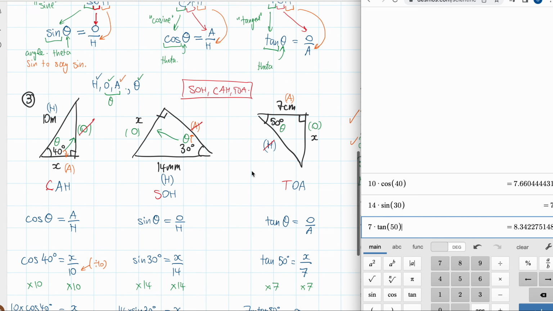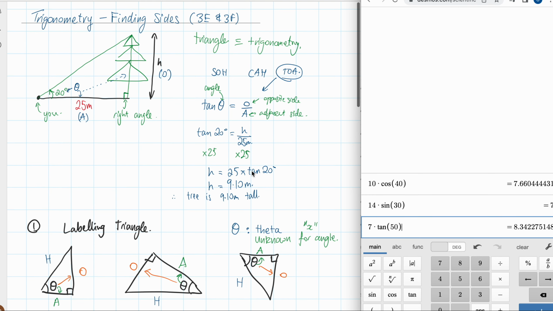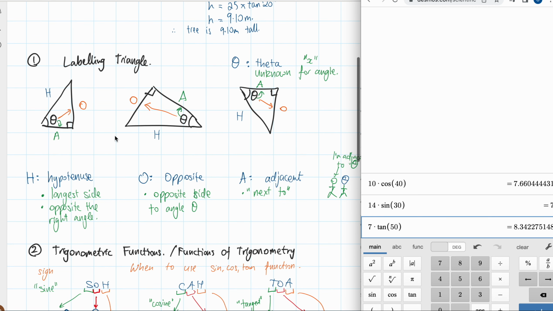So I hope you found this video helpful. A bit of an overview is we started off with our tree problem. You can go back to that and see if you can do that again. We labelled our triangle using hypotenuse, opposite and adjacent. We learned about the Greek letter theta, which is used for the unknowns for angles. It's like an X, but for angles.